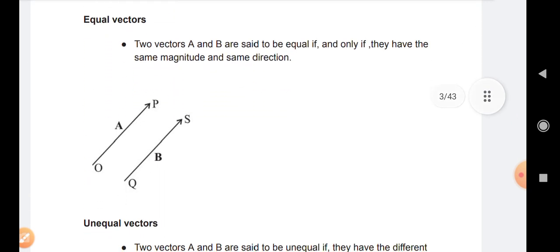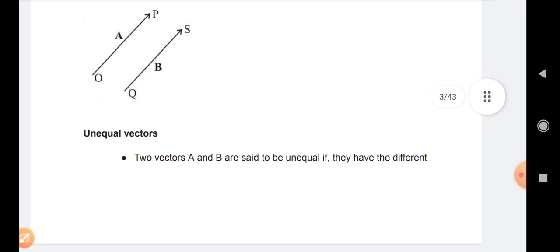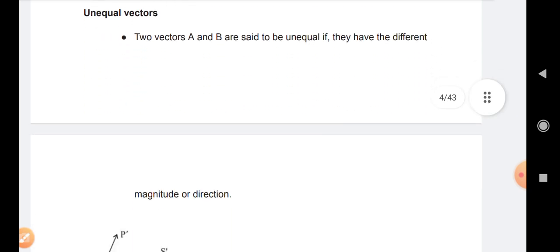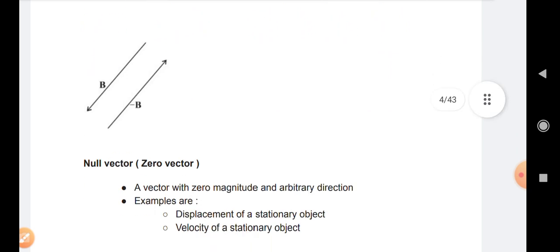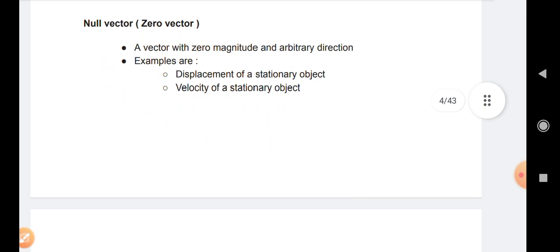Two vectors A and B are said to be equal if and only if they have the same magnitude and same direction. Two vectors A and B are said to be unequal if they have different magnitude or direction. Negative of a vector has the same magnitude but opposite direction. Null vector, zero vector: a vector with zero magnitude and arbitrary direction. Examples are displacement of a stationary object, velocity of a stationary object.